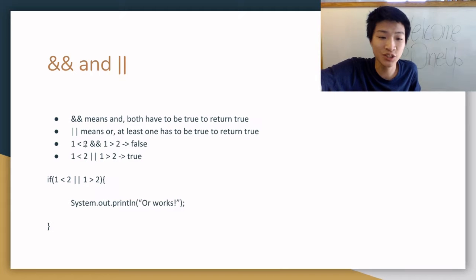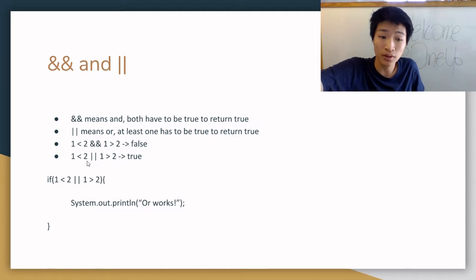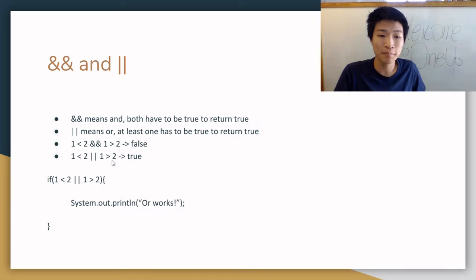So 1 is less than 2 and 1 is greater than 2. Well, only one of those can be true. The other one has to be false. So it returns false. 1 is less than 2, but 1 is not greater than 2, so it returns false. 1 is less than 2 or 1 is greater than 2. 1 is less than 2, that gives you true. But 1 is not greater than 2, which gives you false. That means because at least one of those is true, it will return true.